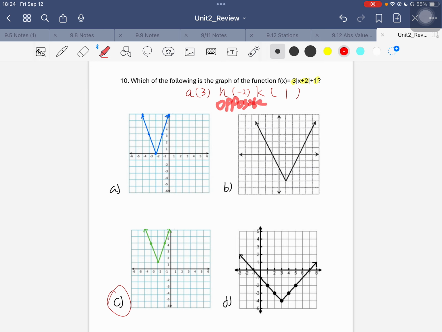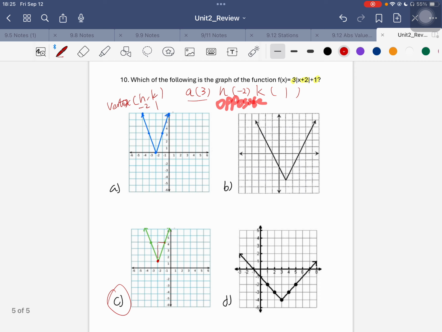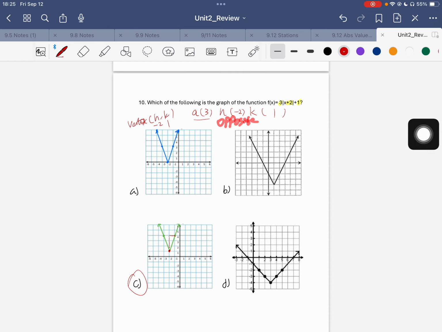Now let's look at HK to find the vertex. H is -2, K is 1. Now, which one has that vertex? Oh, this is the only one that has that vertex. So that's your answer. And now let's verify the answer by looking at the A. A is the slope. Any 2 points? Rise 3, run 1, 3. Yes, A is correct. And we already found the HK. Okay. C is the only correct answer. That's it. Good luck on the test.